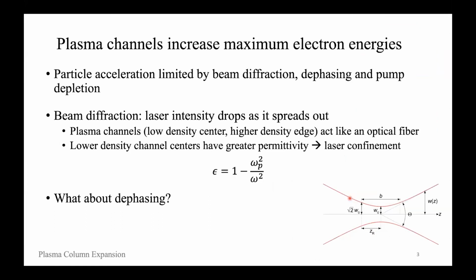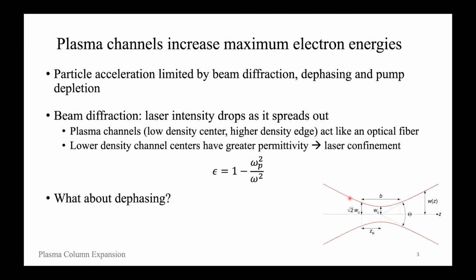What's one way we can do that? The answer is plasma channels, and I'll tell you why they are so useful. When we are accelerating these electrons in that plasma bubble behind the laser pulse, there are several things that limit the maximum acceleration that they're going to achieve, those being beam diffraction, dephasing, and pump depletion. And I'm going to talk about those first two.